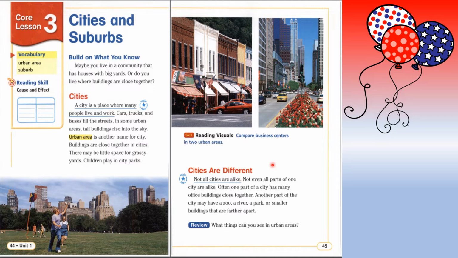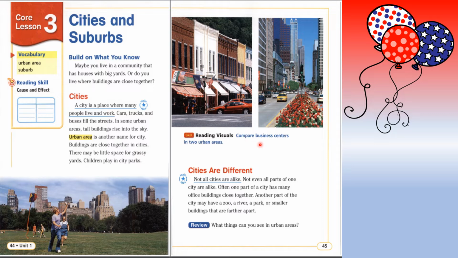Cities are different. Not all cities are alike. Not even all parts of one city are alike. Often one part of a city has many office buildings close together. Another part of the city may have a zoo, a river, a park, or smaller buildings that are farther apart. So you can see the difference between two different types of cities.